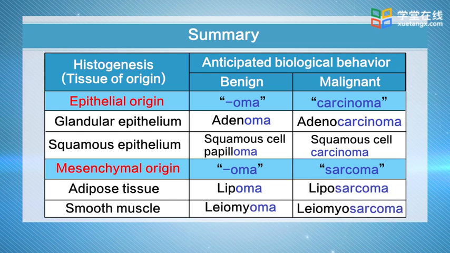Currently, tumor classification is based on the histogenesis and the anticipated biologic behavior. This slide lists the nomenclature and classification of common neoplasms.